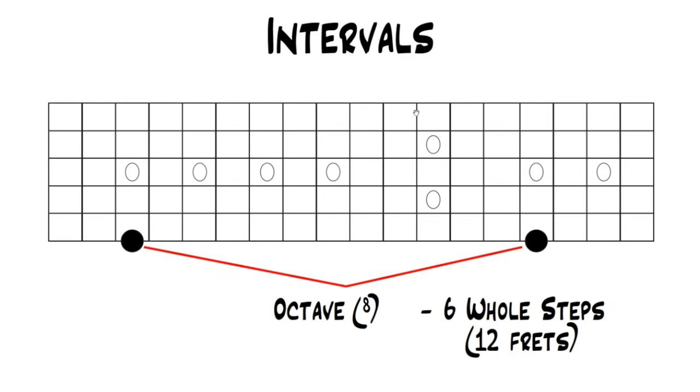And an octave is the same note that you started with, 12 frets apart, or 6 whole steps. So these two notes are the exact same note, 1 octave apart. This one right here is 1 octave higher than this one. And like I said, an octave is 6 whole steps, or 12 frets. And these are the intervals that we're going to talk about for now. These are the most important intervals to understand.